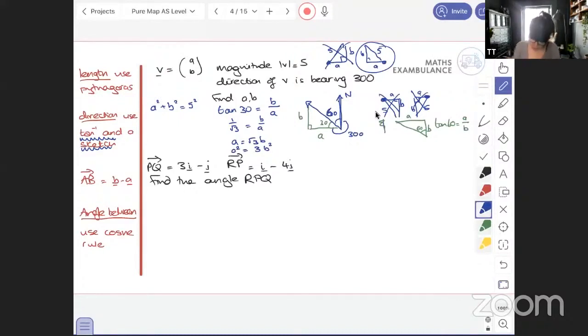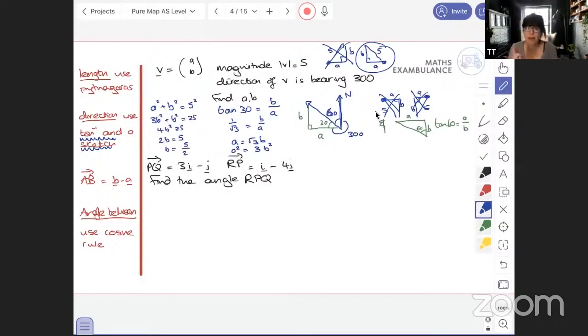And now I can just go into here. a squared is 3b squared, so 3b squared plus b squared is 25. 4b squared is 25. Square root both sides: 2b is 5. b is 5 over 2.